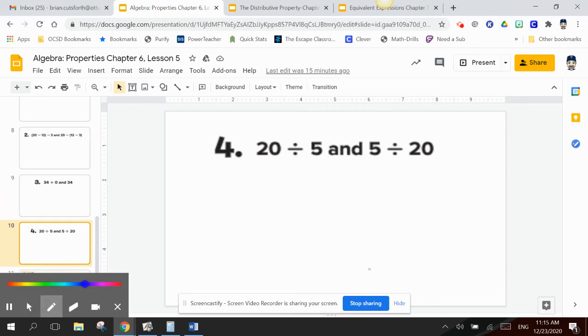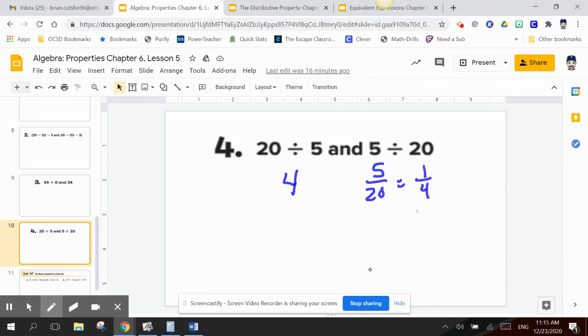Here I have 20 divided by 5 and 5 divided by 20. 20 divided by 5 is 4. 5 divided by 20 would be 5/20ths, or 1/4. Does 4 equal 1/4? No, not equal.